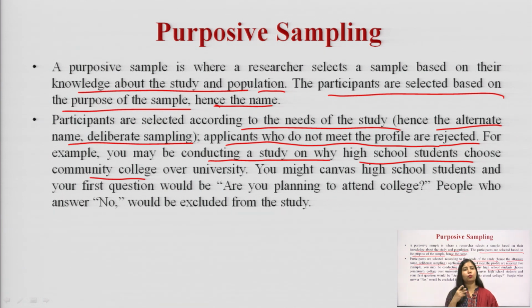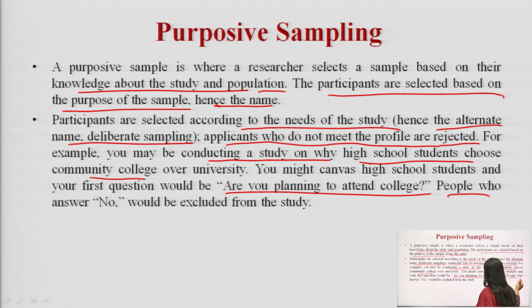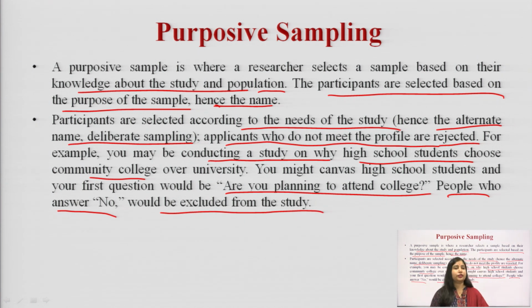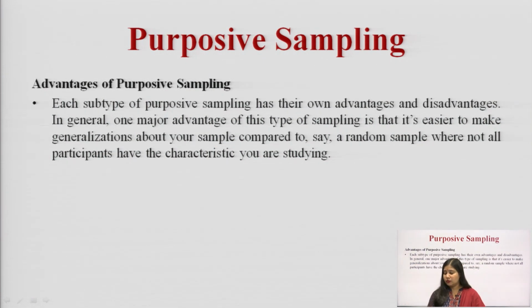So in this case, what will be the first question? Are you planning to attend a college after 12th? If the question is asked to students of the 12th, and the people who answer no would be excluded from our study. People who answer no are not the ideal population for the study, or they are not fulfilling the criteria, so the researcher may not select them. What is the advantage of purposive sampling?